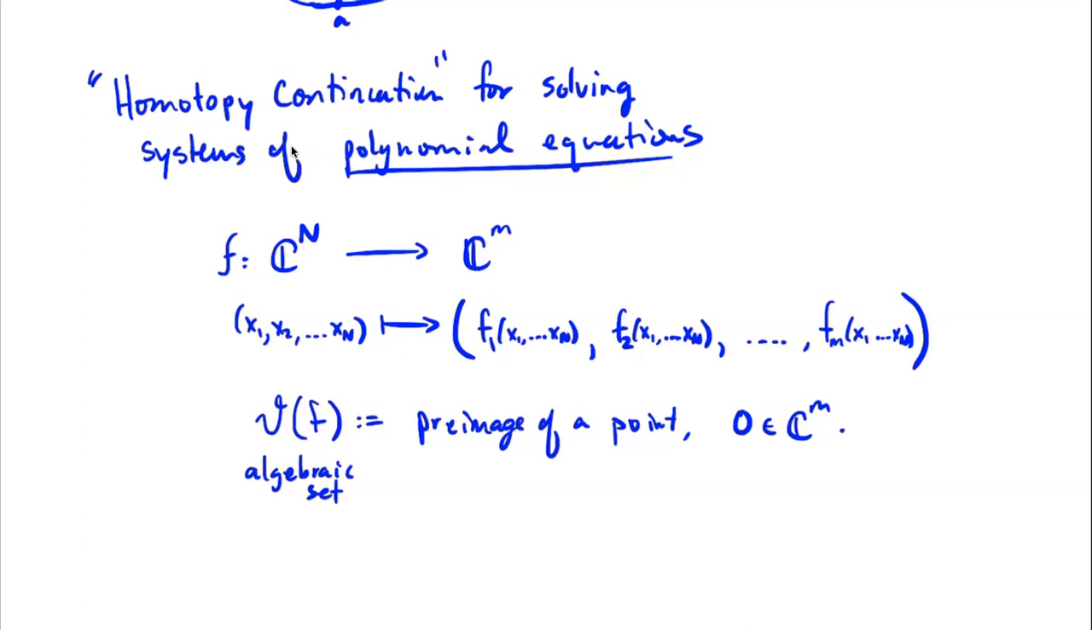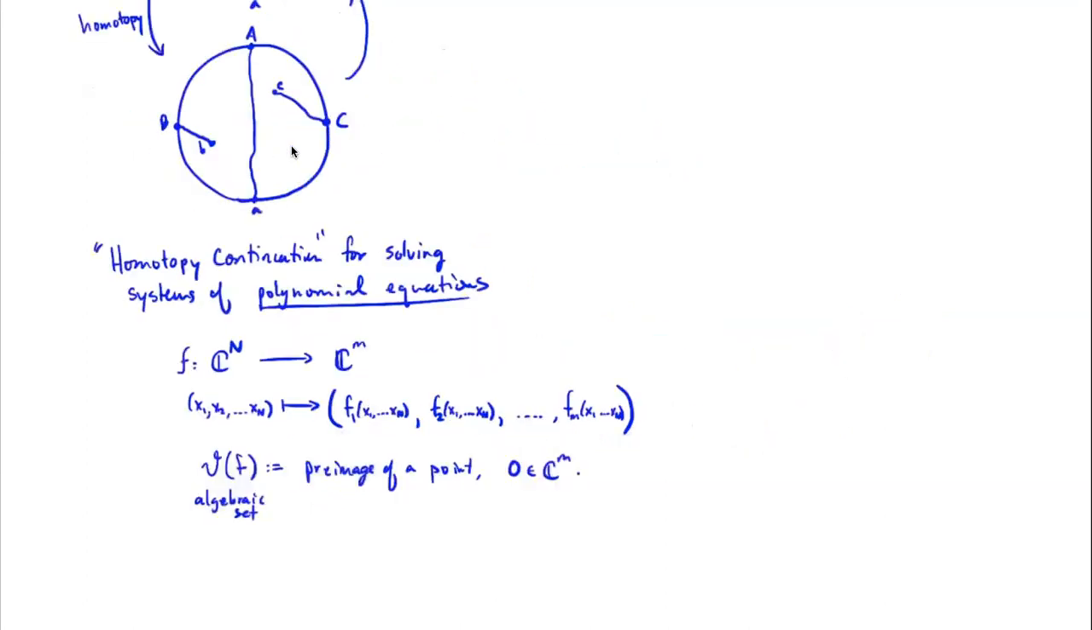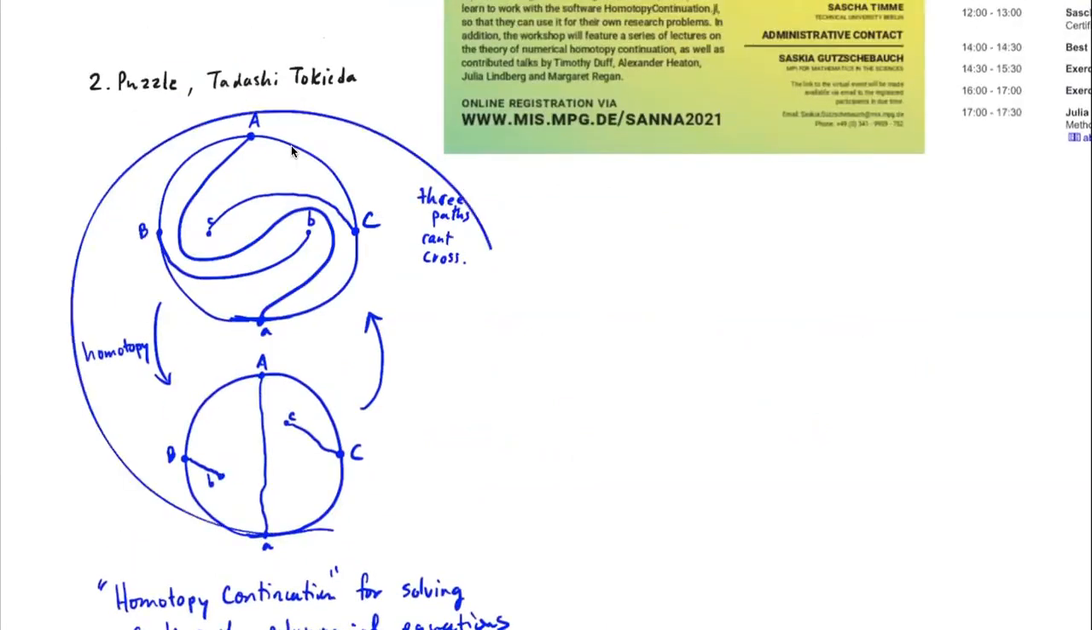Okay, so now homotopy continuation is a way to use essentially this idea in order to solve polynomial systems. And so in this idea, it was very crucial to have a simpler problem that we could solve, okay? And so maybe we're done with the puzzle.